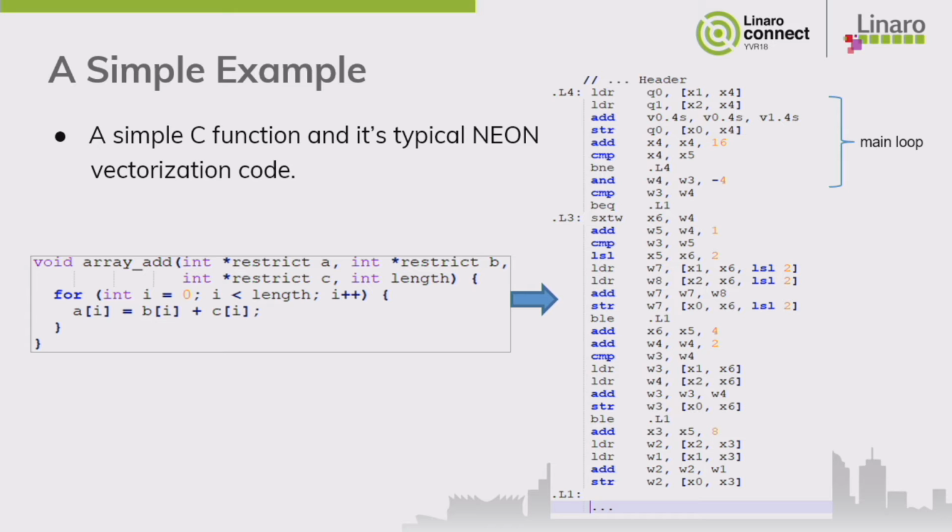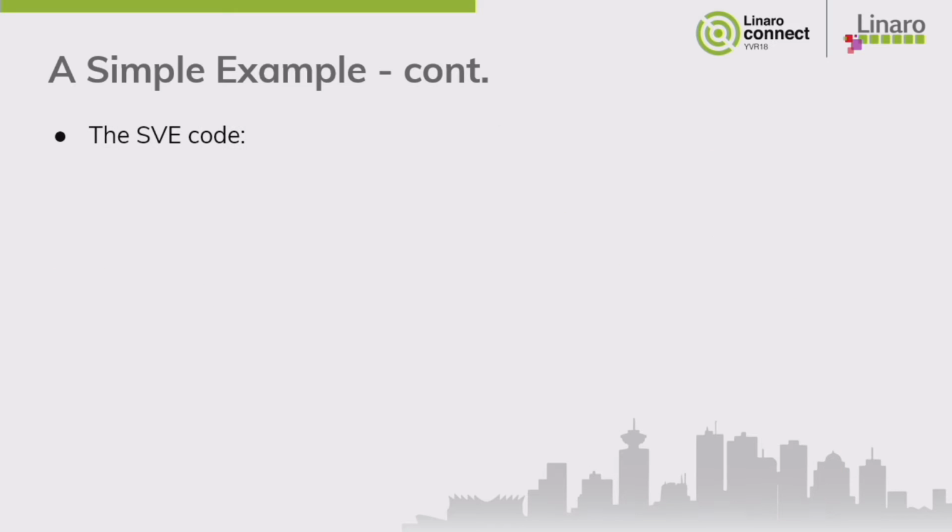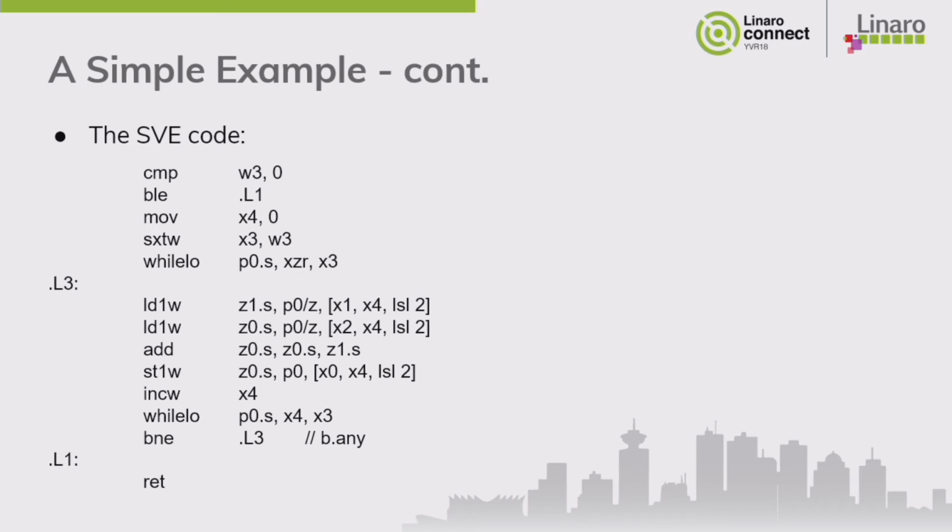We will generate NEON instructions to do the main calculation of the array add, the vector add, and then we still have a tail loop which handles the unaligned remaining elements. So the tail loop is quite long. For the SVE, the code size looks much smaller.